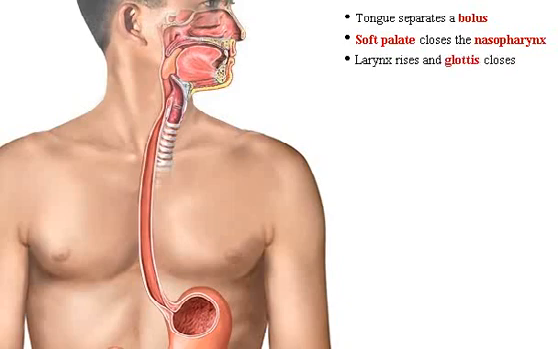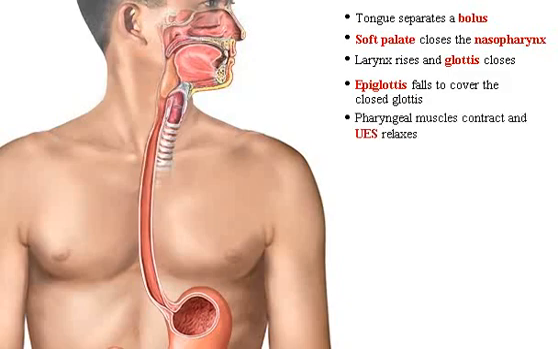Respiration is briefly inhibited, the larynx is elevated, and the glottis closes, which prevents food from entering the trachea. The epiglottis falls to cover the closed glottis. Muscles of the pharynx contract sequentially in peristaltic fashion. The bolus enters the esophagus.